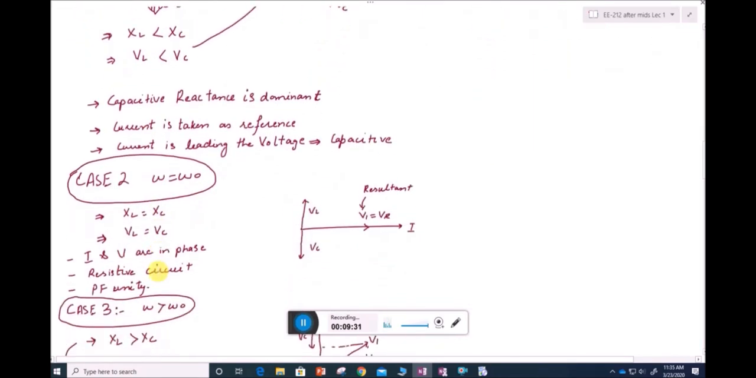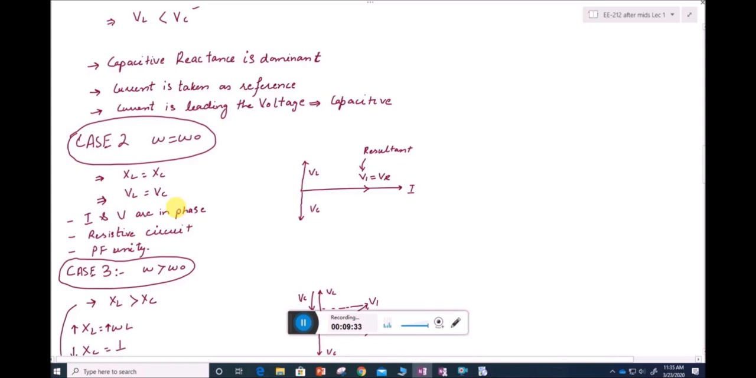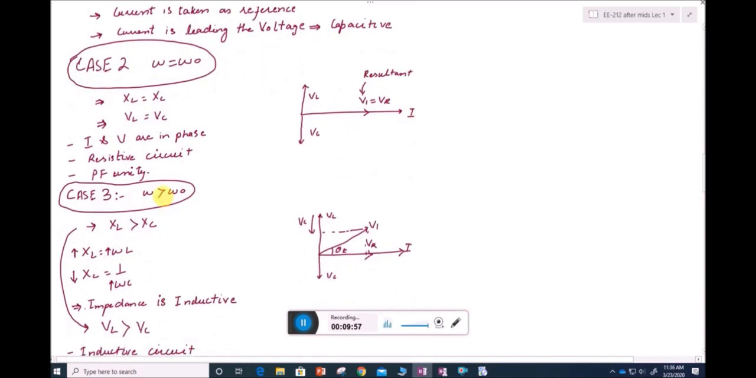Now if I have to move towards the second case, omega is equal to omega naught, a resistive circuit, so VL and VC are equal. If VL and VC are equal, it means they will cancel out each other, and the voltage across the whole impedance will be the same as the voltage across the resistor. So V1 and I are in phase, theta is equal to 0, so the power factor will be unity.